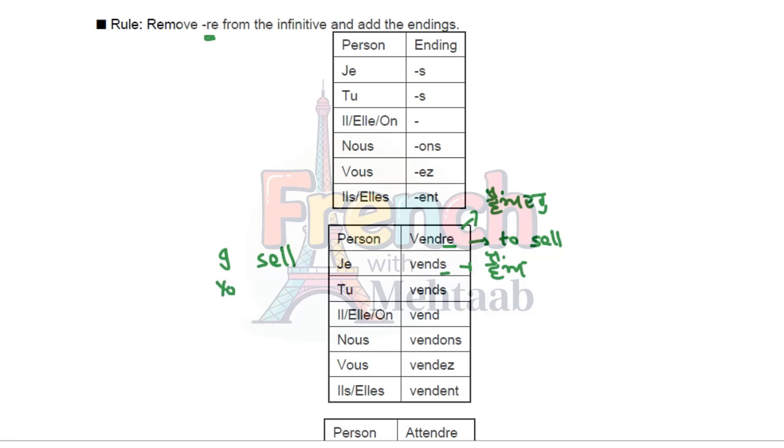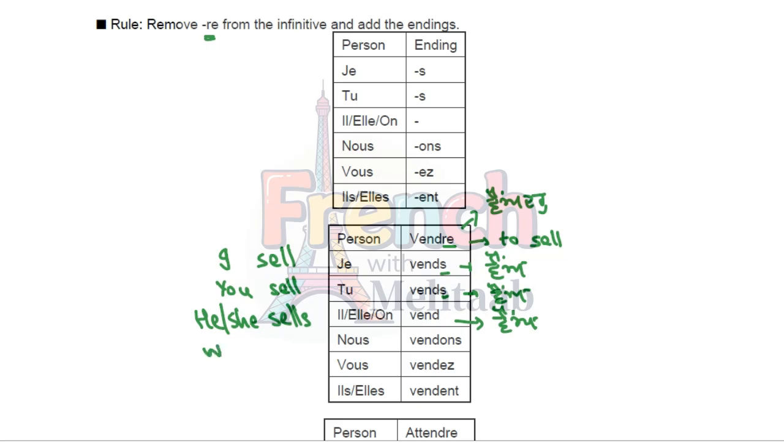So if you want to say you sell, it would be tu vends. We would remove RE from the end, we would add S here, it would become vends, tu vends, okay? For he sells or she sells, we would remove RE from the end and we would not add any termination here. It's just vend. So the pronunciation with je, tu, il, elle for the verb is always the same. Je vends, tu vends, il vend, elle vend.